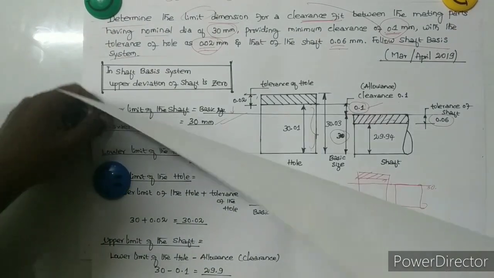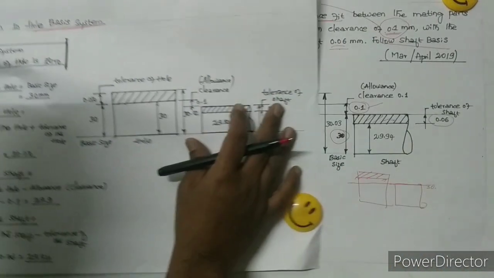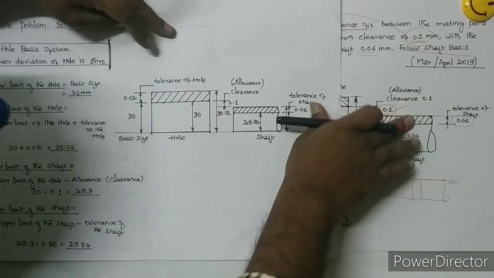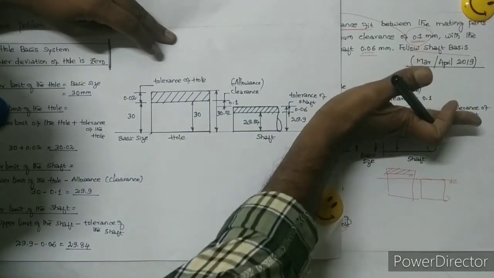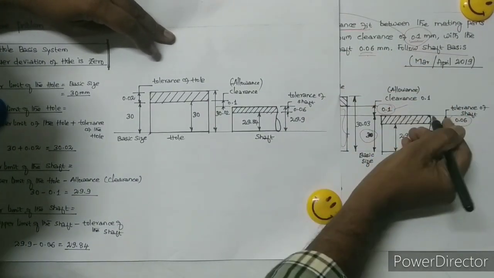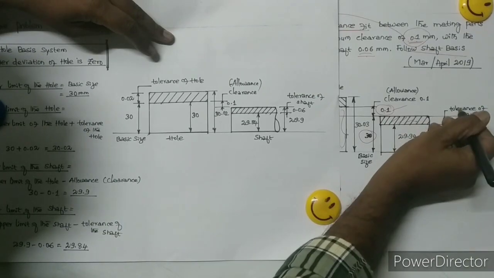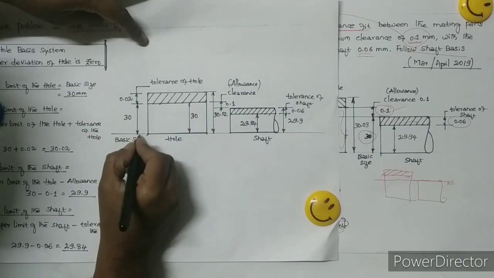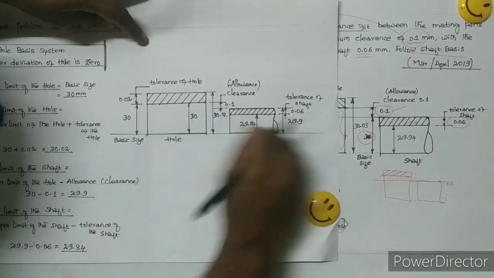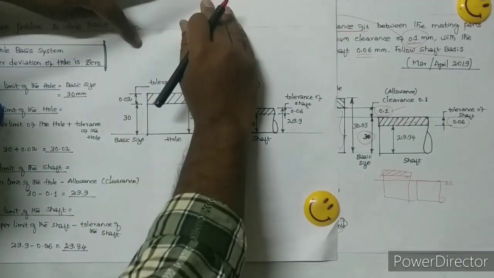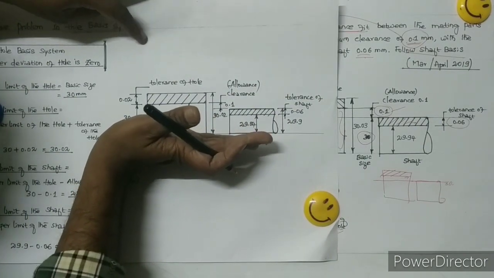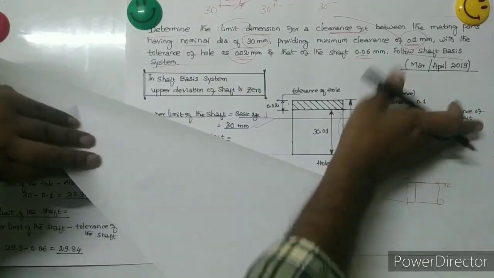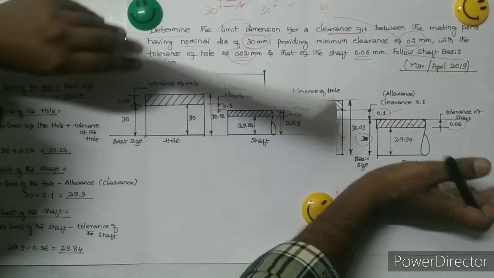Just see the difference. In the shaft basis system, all your dimensions lie below your basic size, that means the upper deviation of the shaft becomes your basic size. Here, the lower deviation of the hole is defined as your basic size, and all the deviations are shown above. So from the basic size, if you go above, it is a hole basis system. If all are shown below the basic size, it is called a shaft basis system.